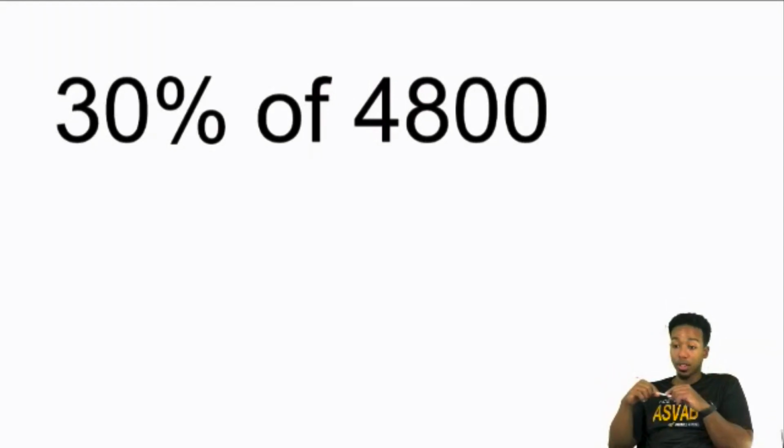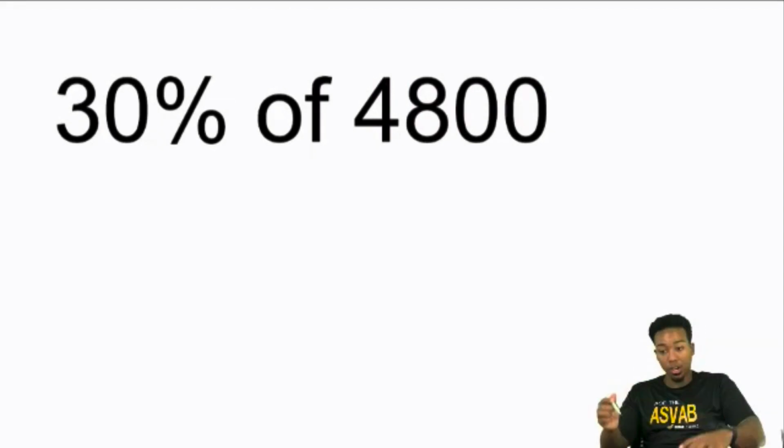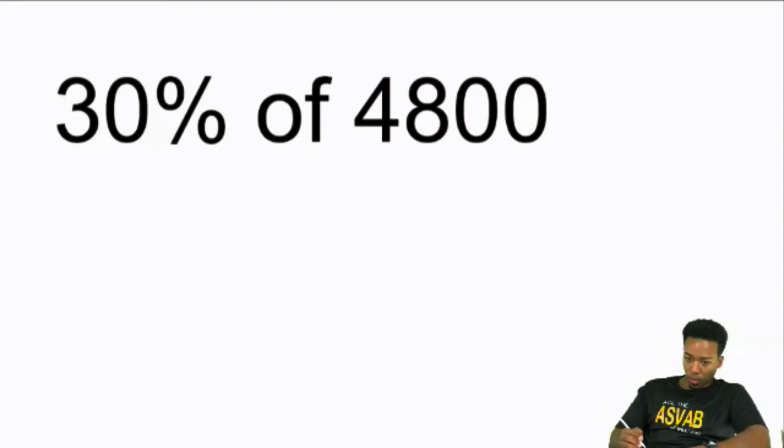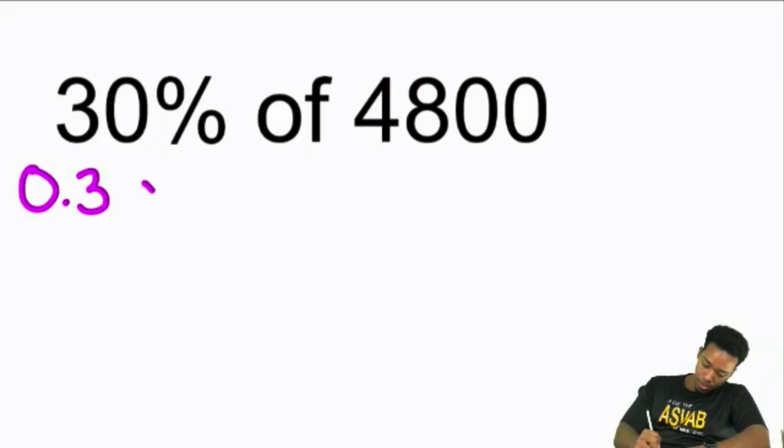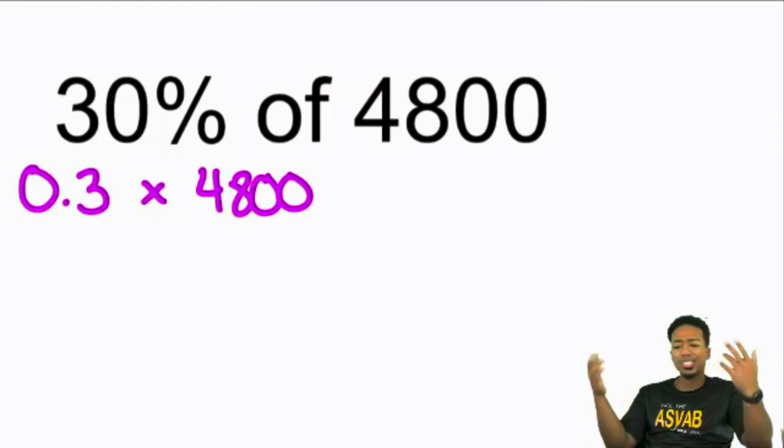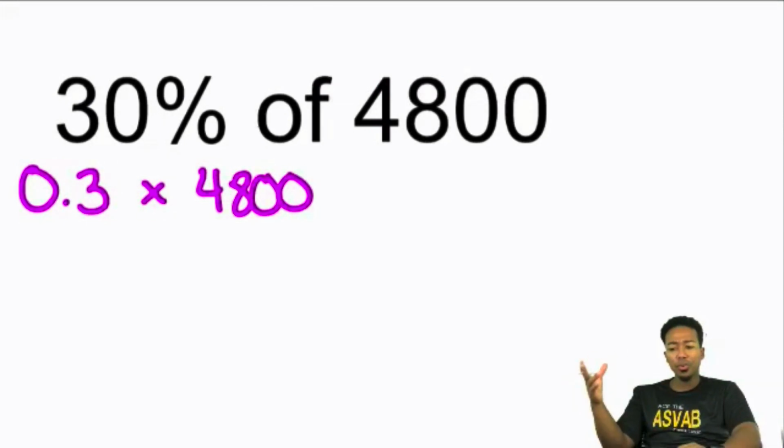0.3 times 4,800. I appreciate that. That is a correct way. What's another way? So 0.3 times 4,800 is absolutely one way to do it. You could say 0.30 or 0.3. They both work. But what is another way, everybody? What's a mental math way that we could write this?